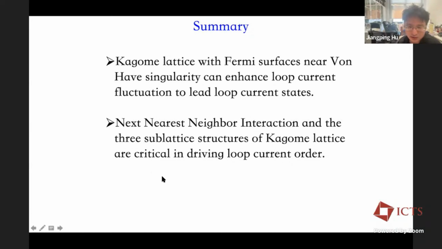It's very critical in driving the loop current order, and this kind of physics maybe you can also study in other types of lattices, for example, the Lieb lattice, or these different cases. But I think the key will be very similar if you want to drive the system to a loop current order.